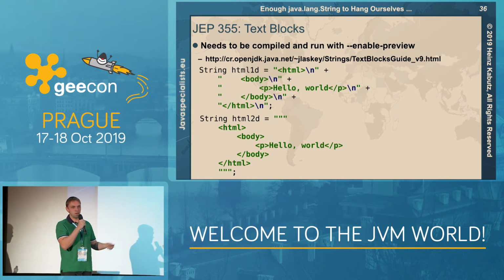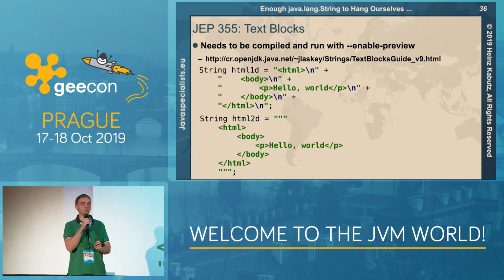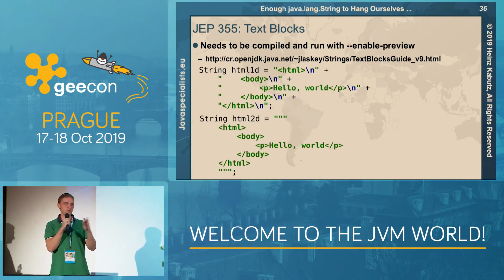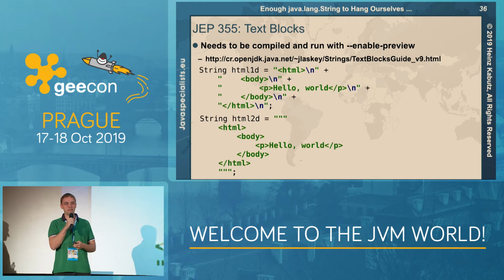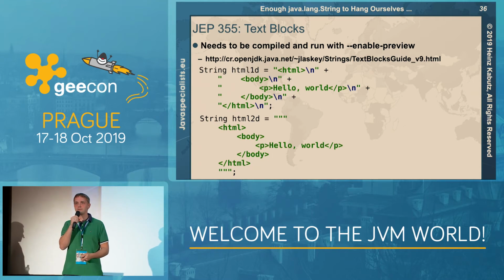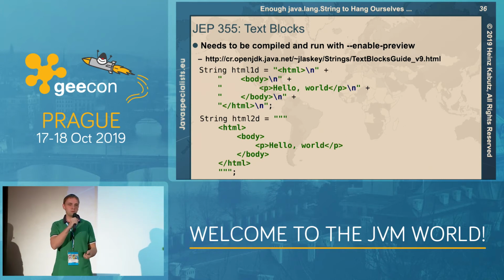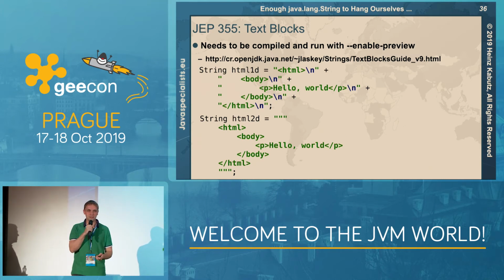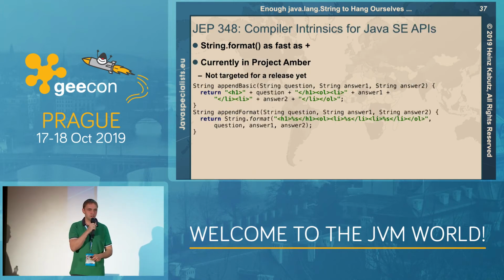You have an HTML string, and HTML2 is using the text blocks, no concatenation in between, everything nicely, except the closing quotes are significant. The position of them defines how much empty space at the beginning will be stripped or not. So it's quite interesting. There is a link to the text blocks guide by Stuart Marks, and it's surprisingly complex. Yes, and there are a lot of edge cases. I don't know if it will survive until 14, but we'll see. Something like that is cooking in Java.